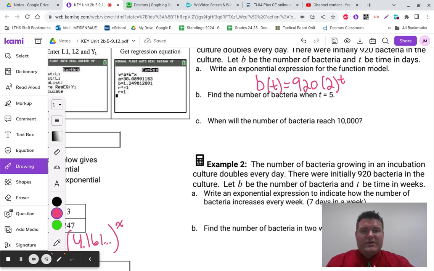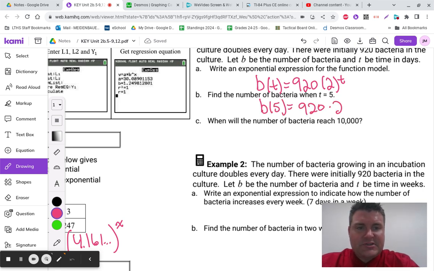All right. What's the number of bacteria when T is equal to 5? All we're going to do for that one is just plug in a 5. So I'm going to get 920 times 2 to the 5. You can do that in a calculator. I have it already done for me. I'm going to get 29,440 bacteria.